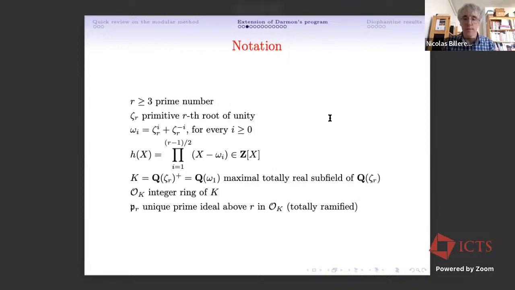But maybe let me be a little more precise in the notation. So r will be a fixed prime number. I will denote by zeta_r a primitive r-th root of unity in C. For every i greater than or equal to 0, I will denote by omega_i the quantity zeta_r^i + zeta_r^(-i).